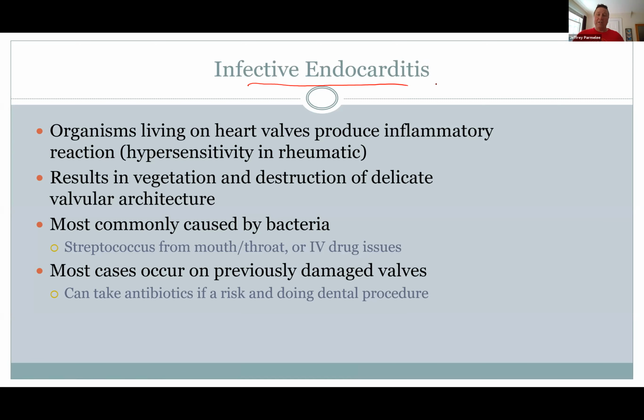Endocarditis is an infection of your endocardium, the inside of your heart lining, and the valves are the big problem. It can make little vegetations or bacterial growth on the valves, and it takes these nice, delicate, thin membranous valves and makes them thickened, with cauliflower-like growths on them, and they're not going to work as well. It's usually bacteria, strep from the mouth or throat, or you can see it if you do IV drugs and use needles, which can push bacteria into your blood.